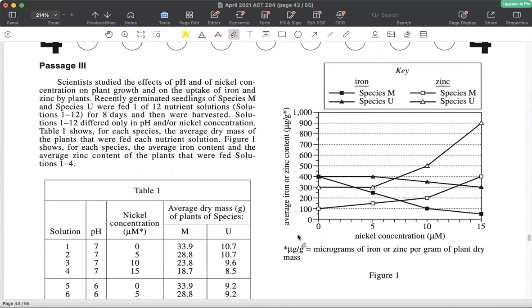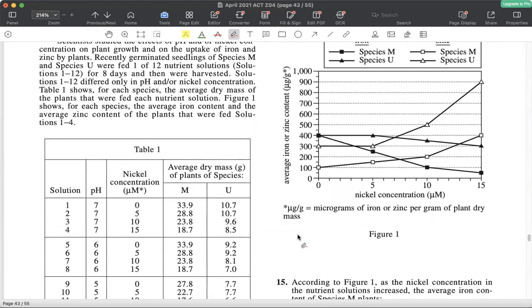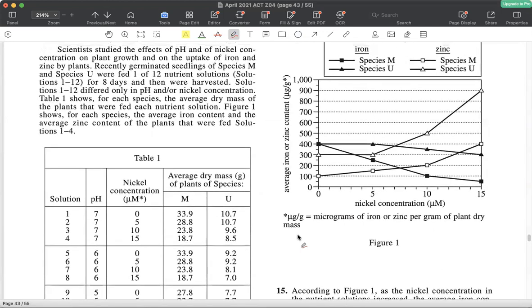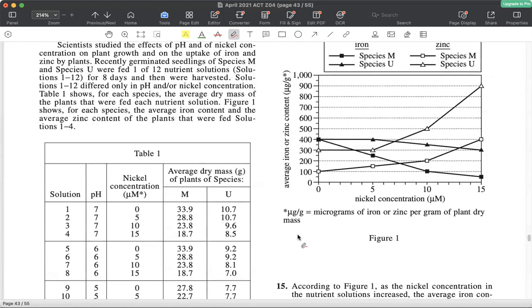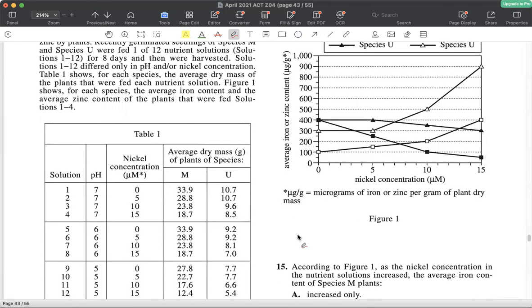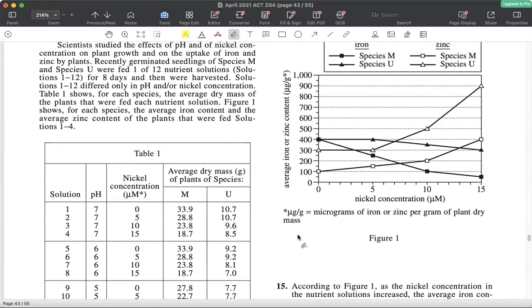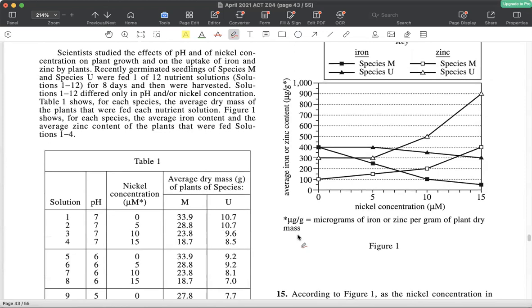Passage 3. Scientists studied the effects of pH and of nickel concentration on plant growth and on the uptake of iron and zinc by plants. Recently germinated seedlings of species M and species U were fed one of 12 nutrient solutions for 8 days and then were harvested. Solutions 1 to 12 differ only in pH and or nickel concentration. Table 1 shows for each species the average dry mass of the plants that were fed each nutrient solution. Figure 1 shows for each species the average iron content and the average zinc content of the plants that were fed solutions 1 to 4. Okay.